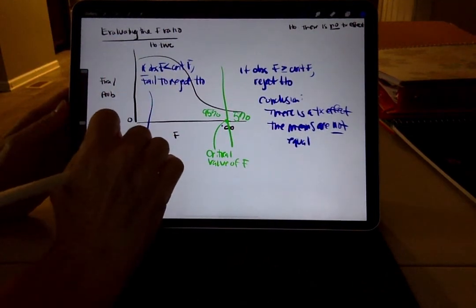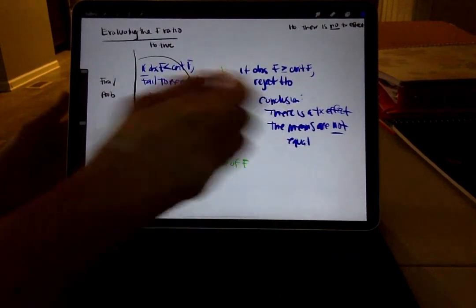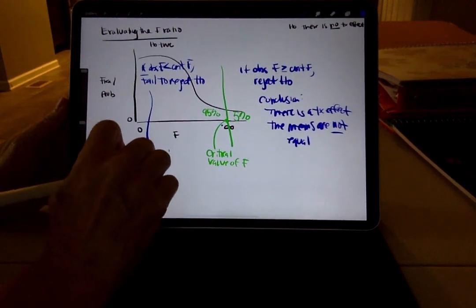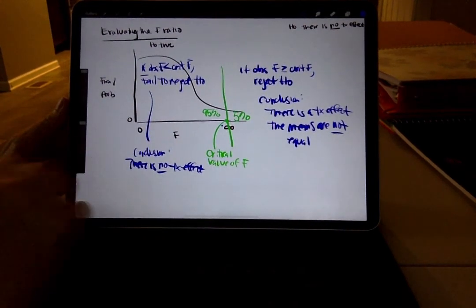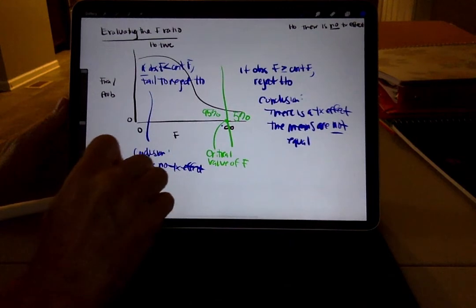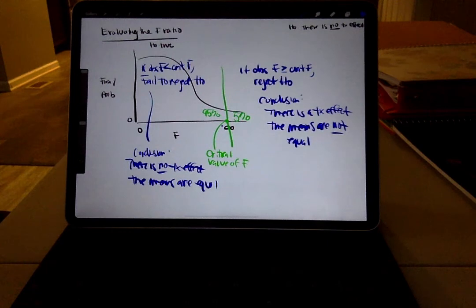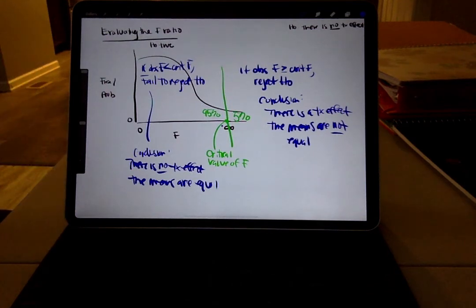And if we fail to reject our null hypothesis, the conclusion is the opposite of what it is when we reject. If we fail to reject, what that means is there is no treatment effect. It also means the means are equal. Thinking about what it means in practical terms, it means there's nothing going on. So depending on our study, it might mean noise doesn't affect memory or color doesn't affect happiness.